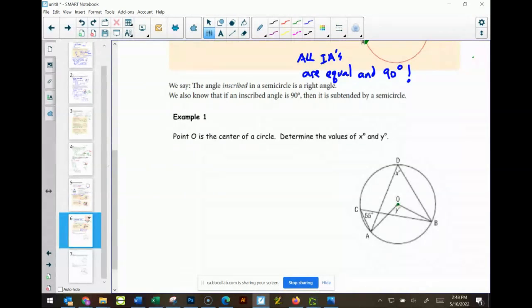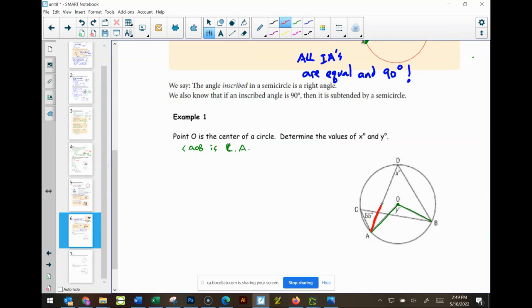All right, so point O is the center of a circle. That's great. What I see instantly is I've got a central angle already made from A to O to B. So I know that's a CA. So I know angle AOB is a central angle. You might not always end up using everything you identify, but at least you've got a starting point.